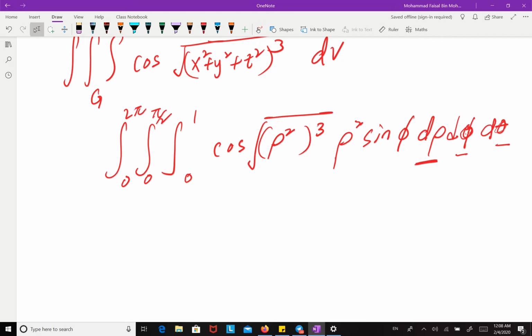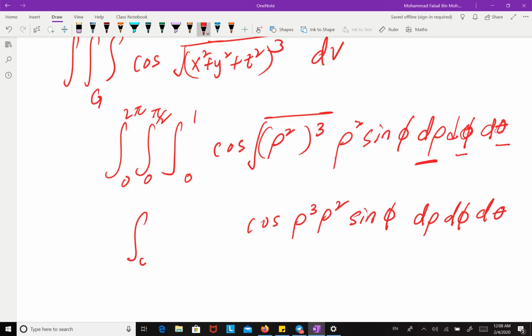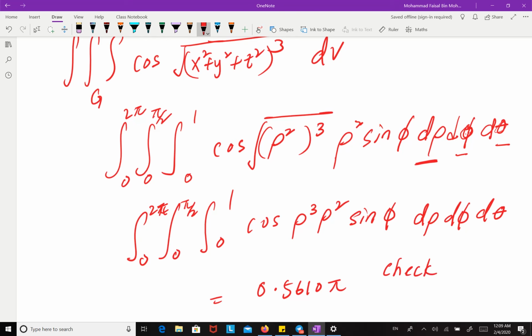So you can cancel out this square root. You will be left with cos rho cubed, rho squared sine phi d rho d phi d theta, with limits 0 to 2 pi, 0 to pi over 2, and 0 to 1. If you solve this, you will get 0.5614. Please check.